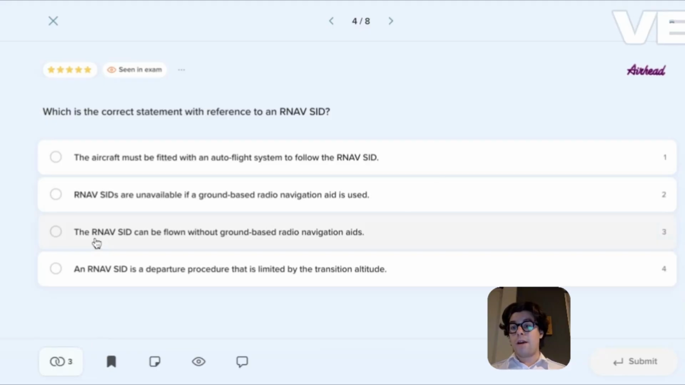Yes, if you have an RNAV GPS SID and your aircraft is equipped and appropriately licensed, and you are as well, then of course, why not? And the departure procedure is limited by transition altitude. It is absolutely not. This question doesn't answer. Sorry, doesn't really make much sense.